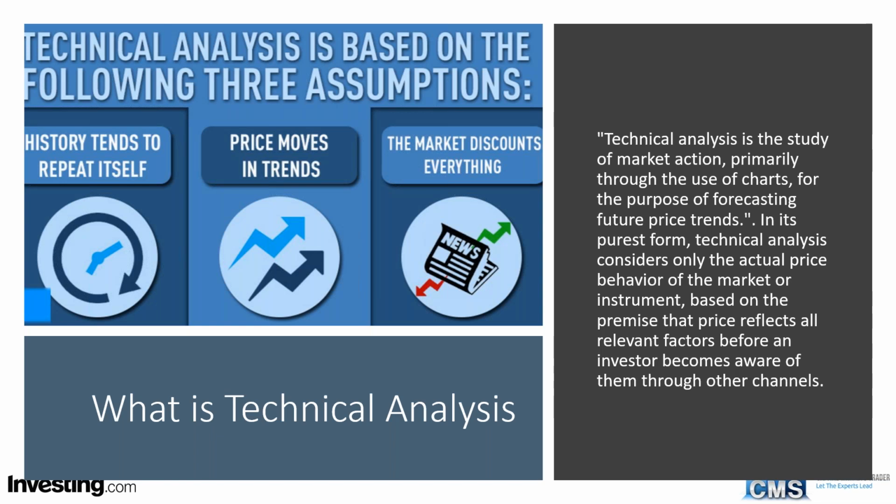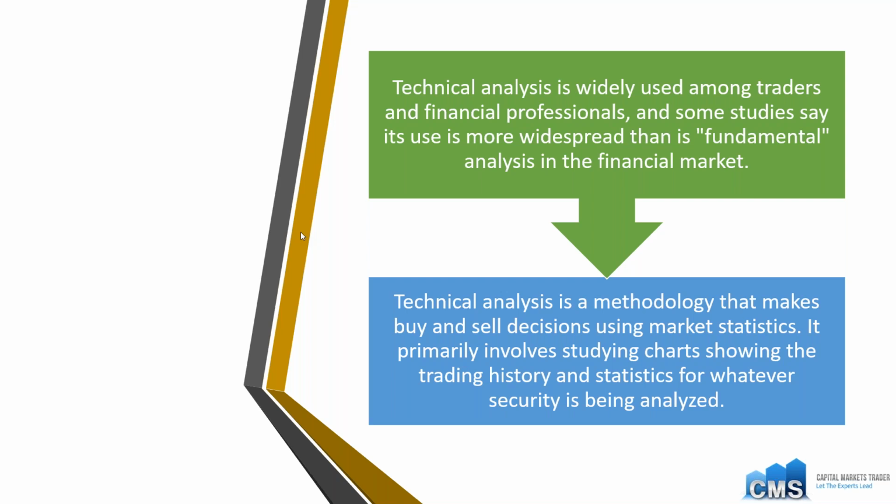So the three assumptions are: history tends to repeat itself, price moves and trends, and the market discounts everything. So price moves and trends is like in the old saying, the trend is your friend. There are only three ways that price can ever move. Price can move up in an uptrend, down in a downtrend, or it can move sideways in a congestive trend. Okay, so that holds true. And the old adage that the trend is your friend will hold true forever.